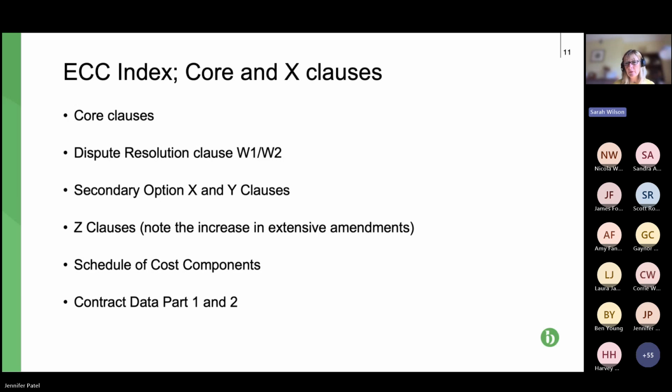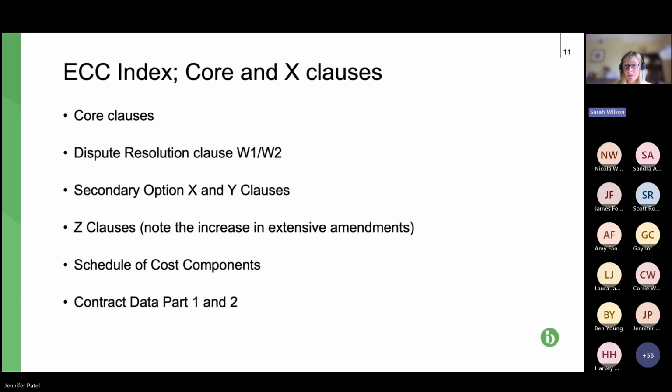parts 1 and 2. So in all pro forma construction contracts, there is a bit that the parties have to fill in: names, addresses, relevant contact details, price, duration, how to price the extras, etc., etc. So this is that bit. Contract data part 1 is completed by the paying party, so the client or the contractor in a subcontract. Contract data part 2 is completed by the party carrying out the work.